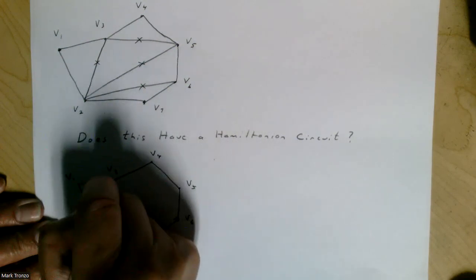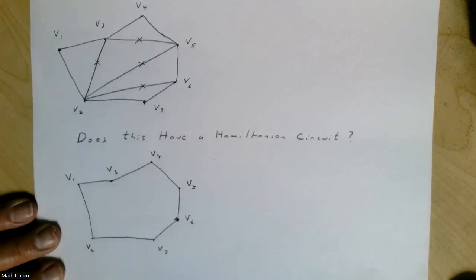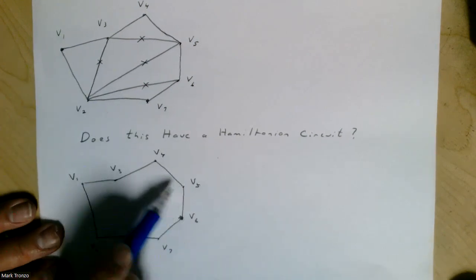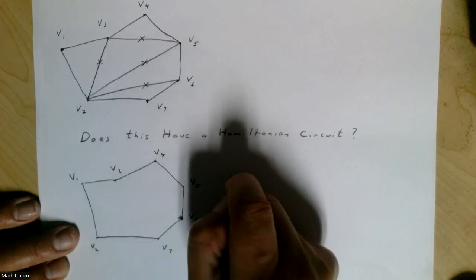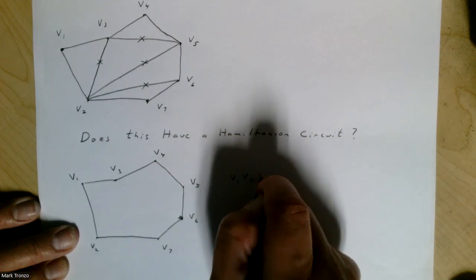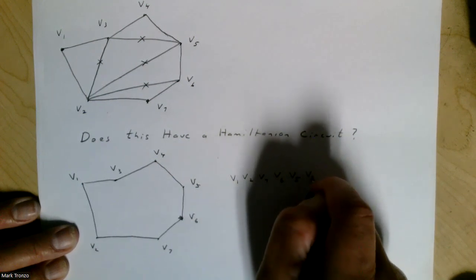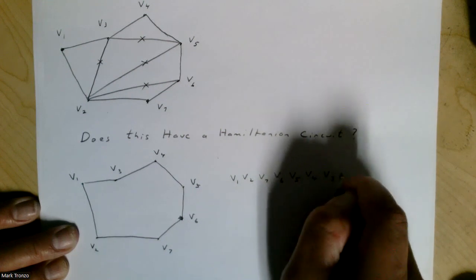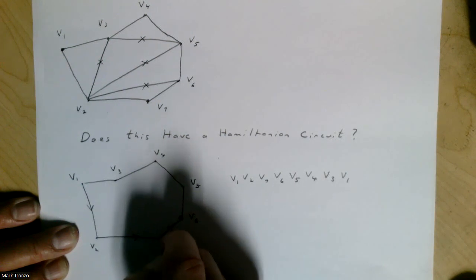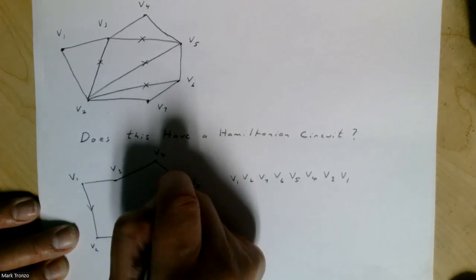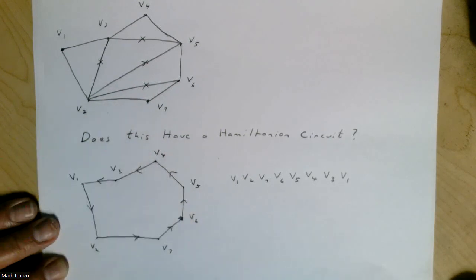This is the subgraph with those edges eliminated. And once again, when you make that subgraph, you can kind of see right away where the Hamiltonian circuit is. It's just V1, V2, V7, V6, V5, V4, V3, V1. And once again, remember, you have to get every vertex exactly once, except the first and the last. So we got it right there.